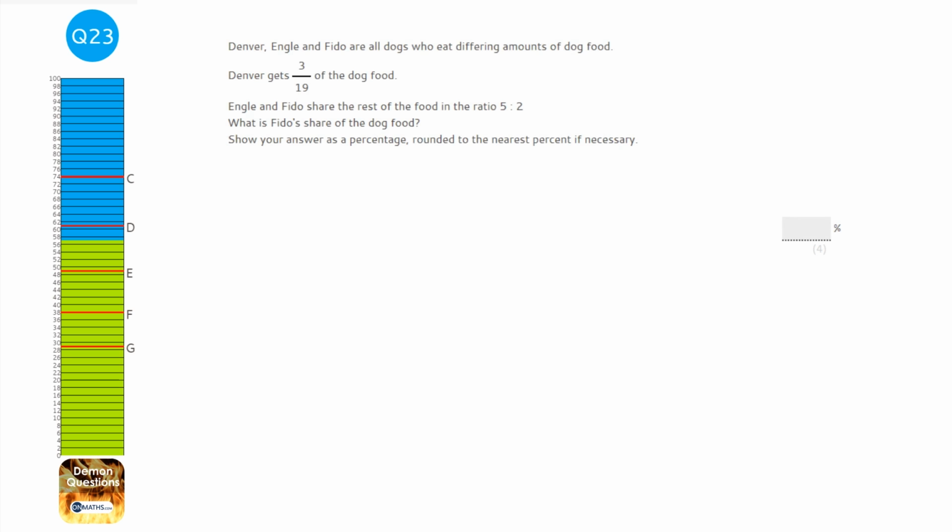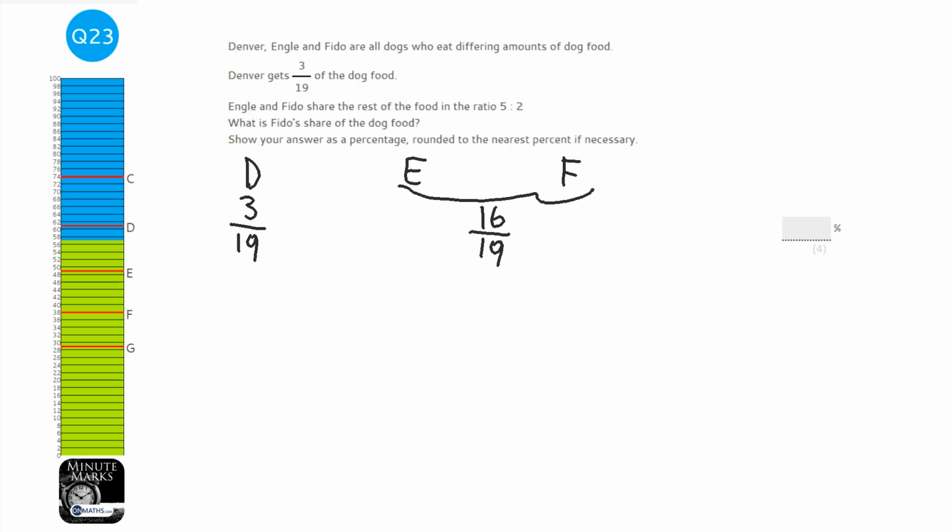Okay, so this is quite a tricky question because it mixes fractions and ratios together, but we've got to be comfortable with that. So I'd first of all just show the information so that I can get my head around it. So we've got Denver, who as a fraction has 3/19 of the food, and so that leaves how much? Well, we've got a calculator, so we could just do 1 take away 3/19 on the calculator, but we know that that's going to be 16/19. So we can kind of ignore Denver now because we used Denver's fraction of the food to work out Engels and Fido's combined.